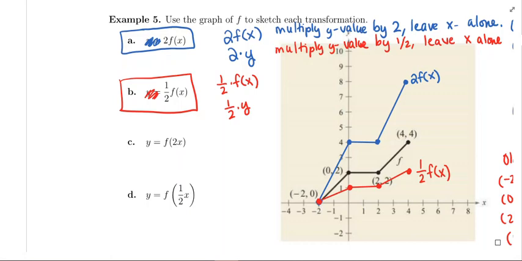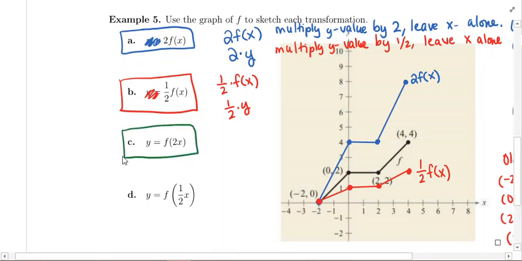So let's start with part C. I'm going to put this one in green. Again, we're multiplying by 2, but it's on the inside. So when you look at this, it's going to involve the x coordinate.